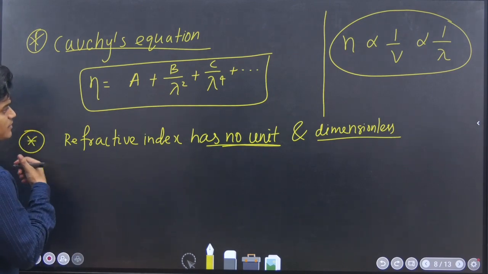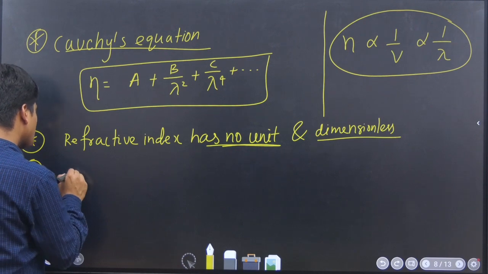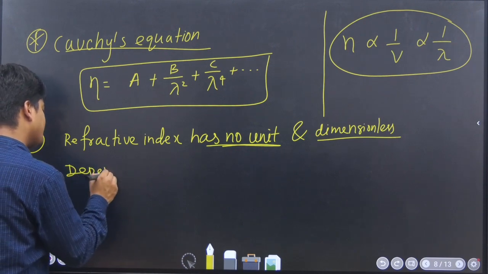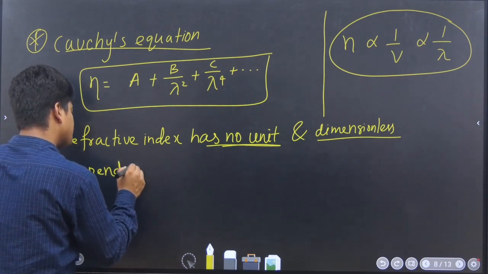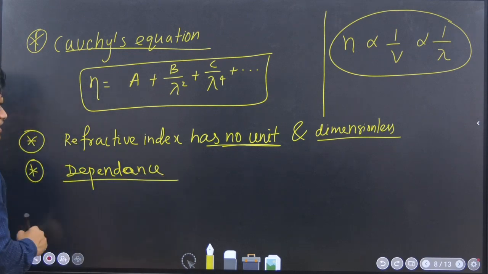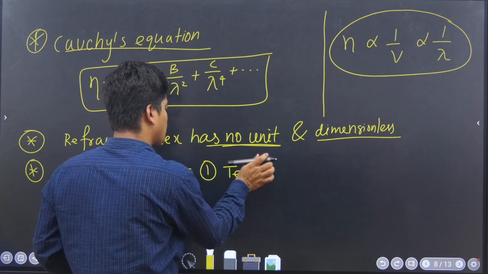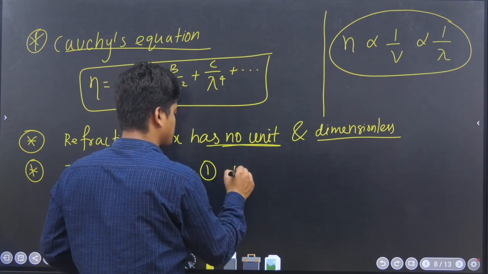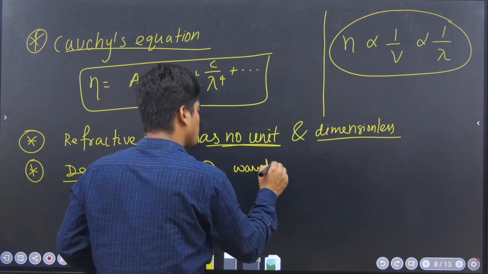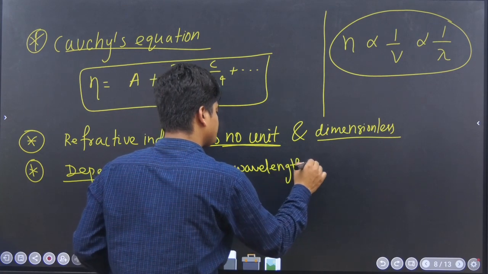Another thing to understand here is the dependence. So, what does it depend on? Dependence of refractive index: the first point to remember is that it depends on the wavelength of light.